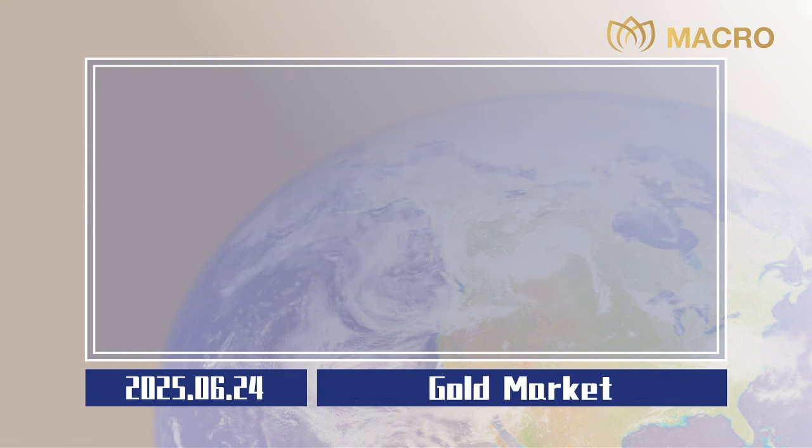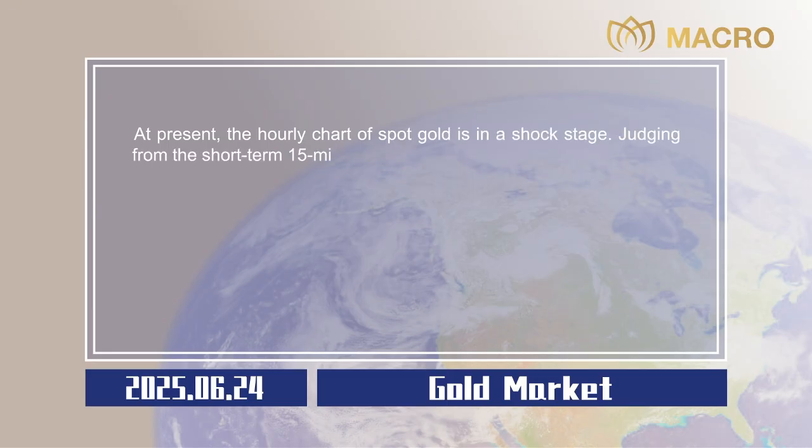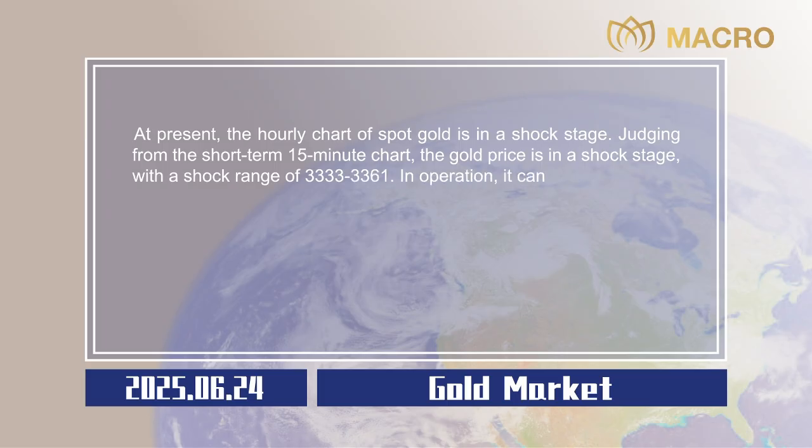Gold market. At present, the hourly chart of spot gold is in a shock stage. Judging from the short-term 15-minute chart, the gold price is in a shock stage, with a shock range of $3,333 to $3,361. In operation, it can be sold at a high price and bought at a low price.